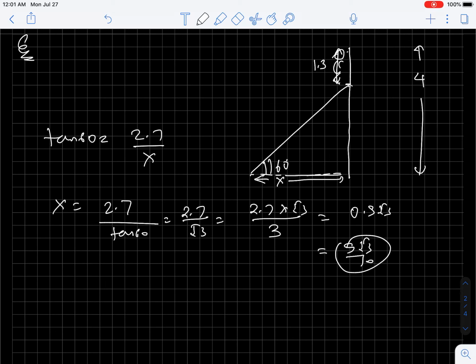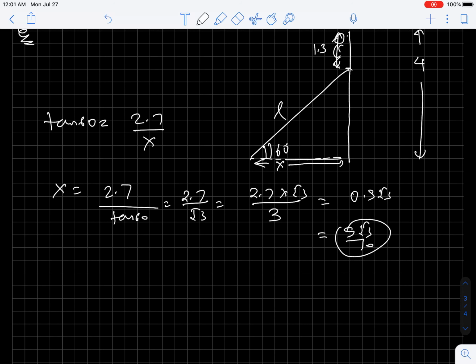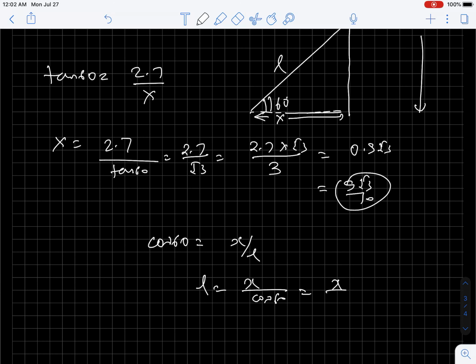And if they are asking about the length of the ladder, what should it be? You can use another trigonometric ratio, cos 60. Cos 60 is equal to x by L, or L is equal to x divided by cos 60. Cos 60 is 1 by 2, so L is 2x. You have already calculated the value of x, 9 root 3 divided by 10, so the answer will be 9 root 3 divided by 5.